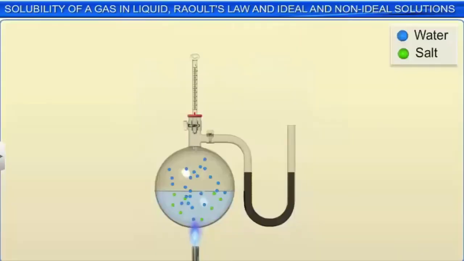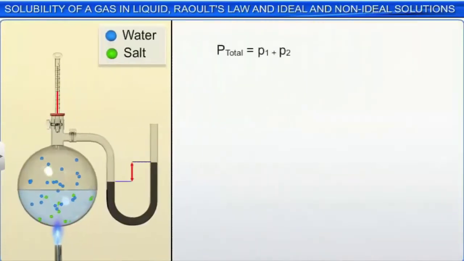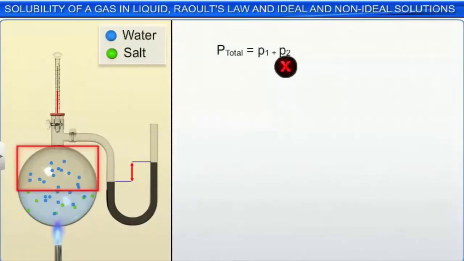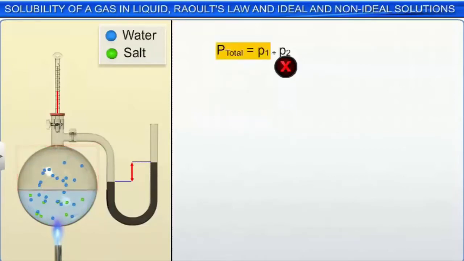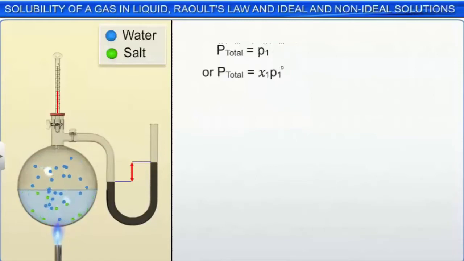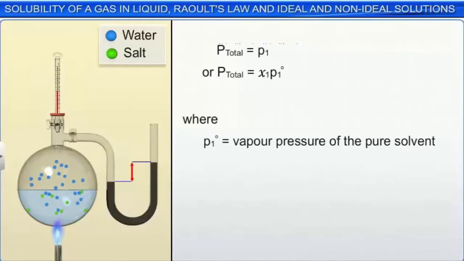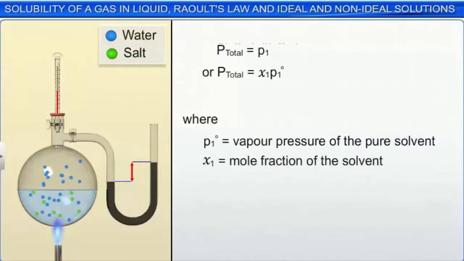For example, in a solution of salt in water, salt is a non-volatile solute and does not contribute to the total vapor pressure of the solution. Thus, the vapor pressure of the solution will be the vapor pressure due to the solvent only. That is, P total is equal to P1, or P total is equal to X1 P1 naught, where P1 naught is the vapor pressure of the pure solvent at a particular temperature and X1 is the mole fraction of the solvent 1.